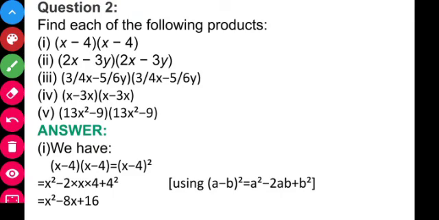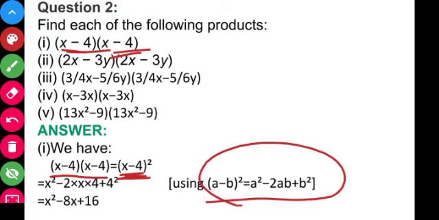Question number 2. This is given x minus 4 into x minus 4. So this can be written as x minus 4 whole square, because both are the same. So this will be a square. So x minus 4 whole square. So by using this identity, a minus b whole square is equal to a square minus 2ab plus b square.